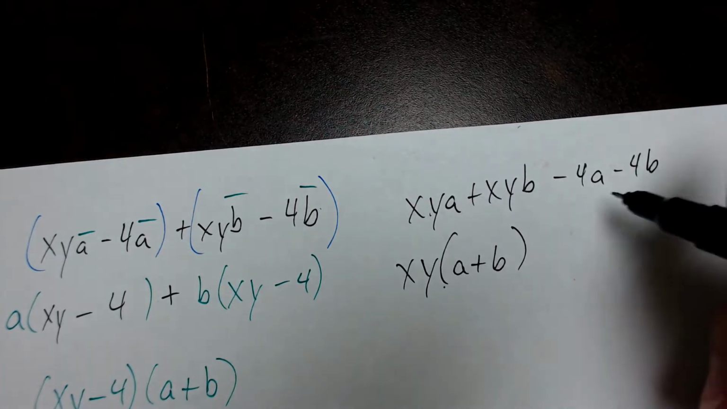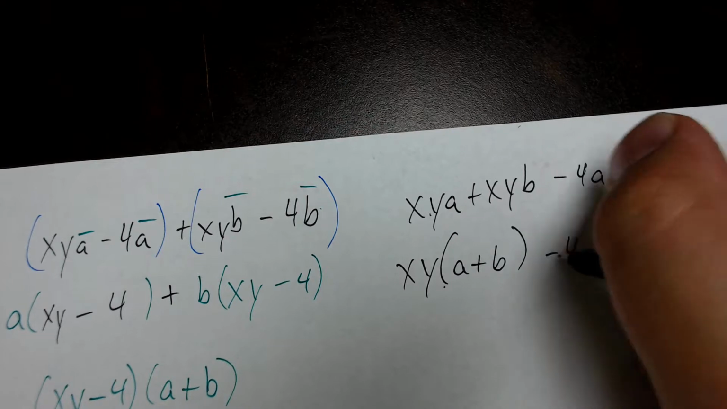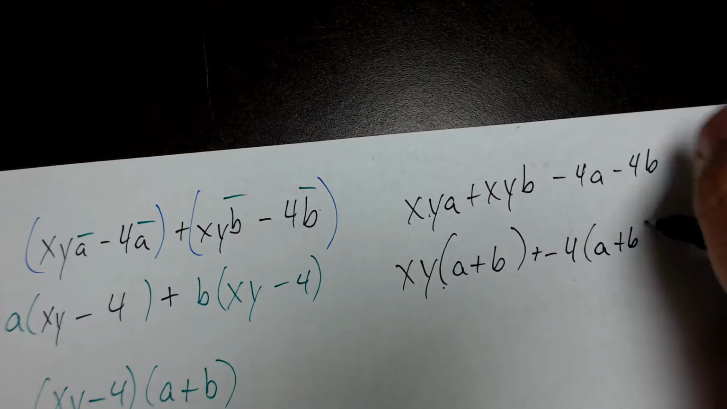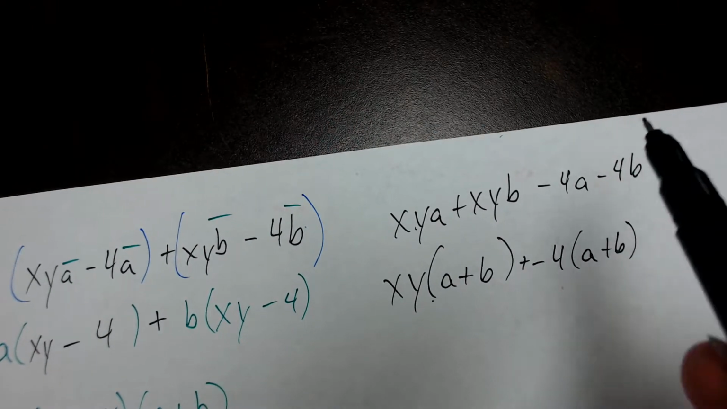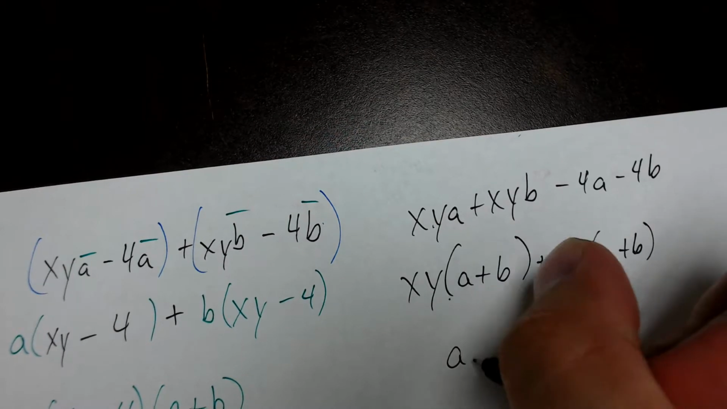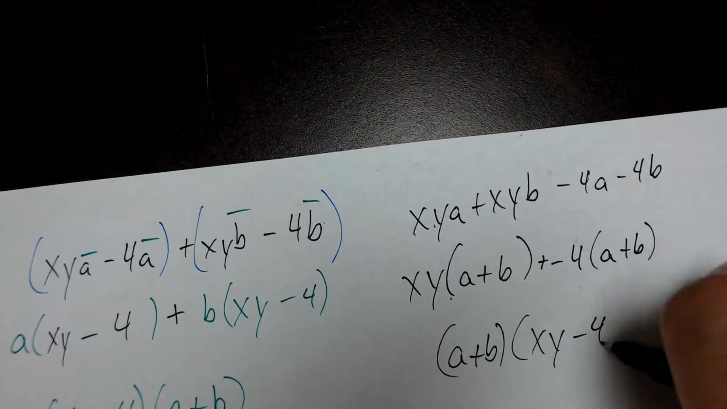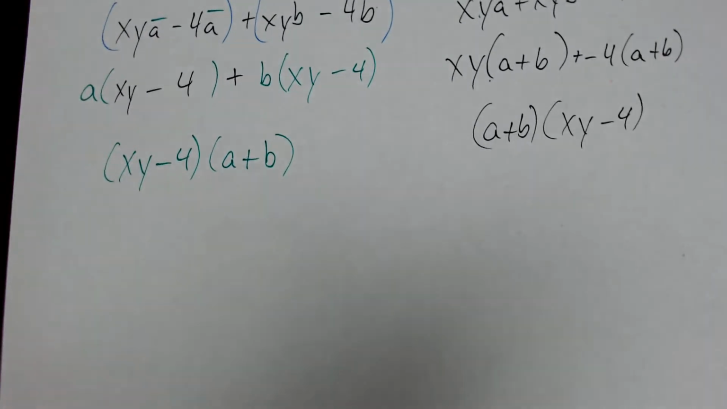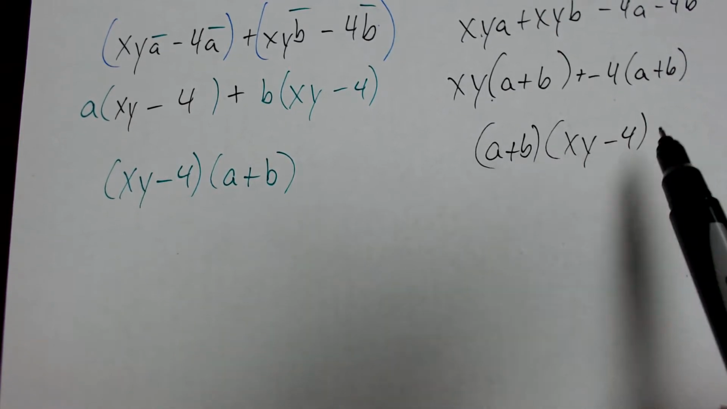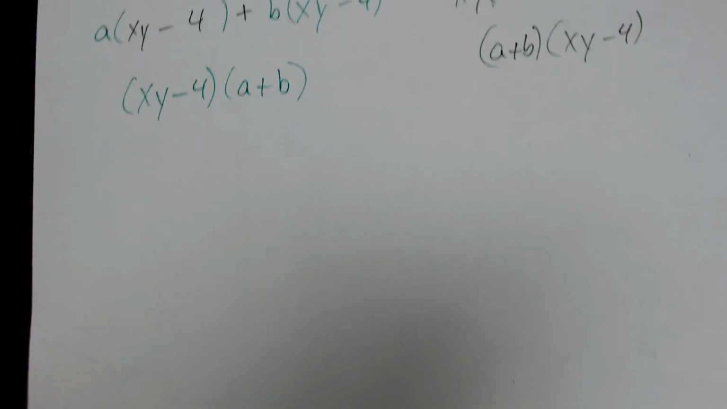And then for this one, I would have factored negative 4 out, so I would have negative 4 times a plus b. Once I factor out the negative 4, we see that a plus b is a greatest common factor, so we have a plus b times xy minus 4. These are backwards, but they're the same, because when it's just two numbers being multiplied, it doesn't matter what order they're in. Now we'll go ahead and do that last example.